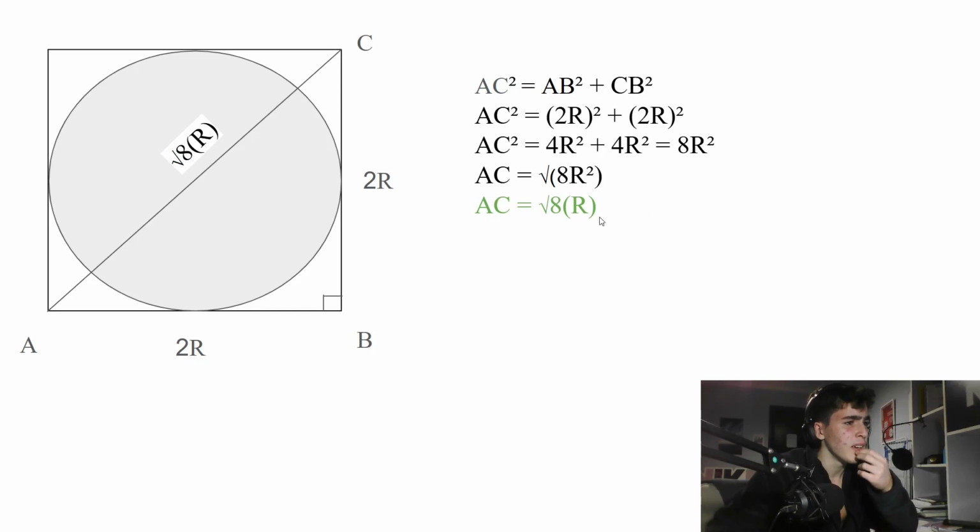It's going to be square root of 8r squared. And if we bring 8 and r squared out of the square root, it will be square root of 8 times r. The power 2 gets cancelled out by the square root, so it's going to be r. And 8 stays inside the square root, it can't be simplified further. So AC equals square root of 8 times r.